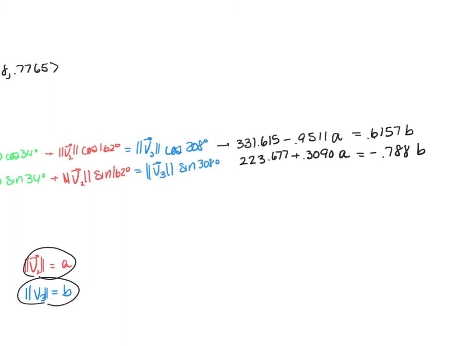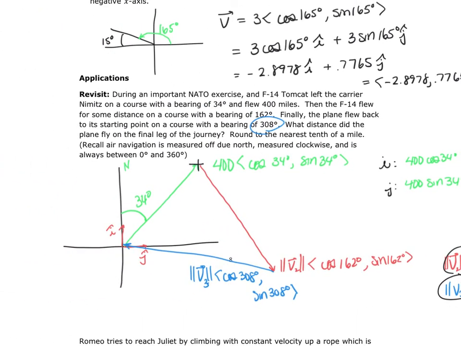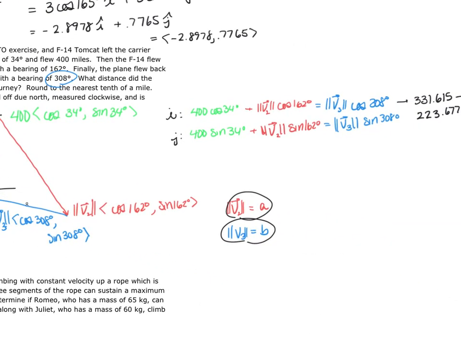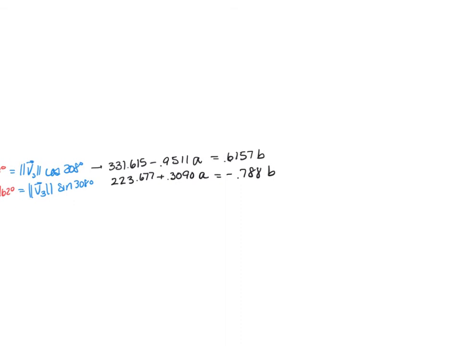Now, two equations, two unknowns. Keep an eye on the prize. Who am I trying to solve for? I am trying to solve for this last direction. They want to know, rounded to the nearest tenth of a mile, the distance in the last leg. So what I'm chasing is my B, okay? So I'm going to eliminate my A to find my B. And I can do it with two equations, two unknowns. I can do it by matrices, because I've learned that in Pre-Calculus 1, or I can do it by substitution, or I can do it by elimination.